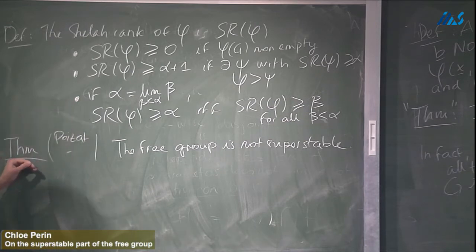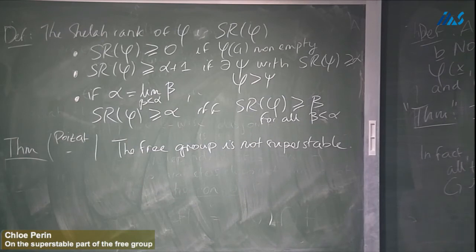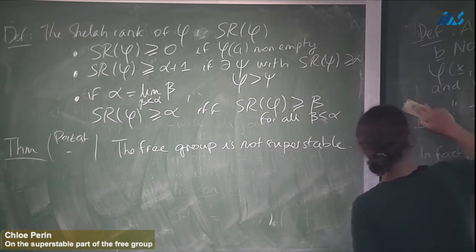Still, it's interesting to ask: maybe some formulas are superstable, and in that case, can we compute their rank and everything? That's what is meant by the superstable part of the free group. Okay, so now we have finished the introduction, and we can go on to proving things.